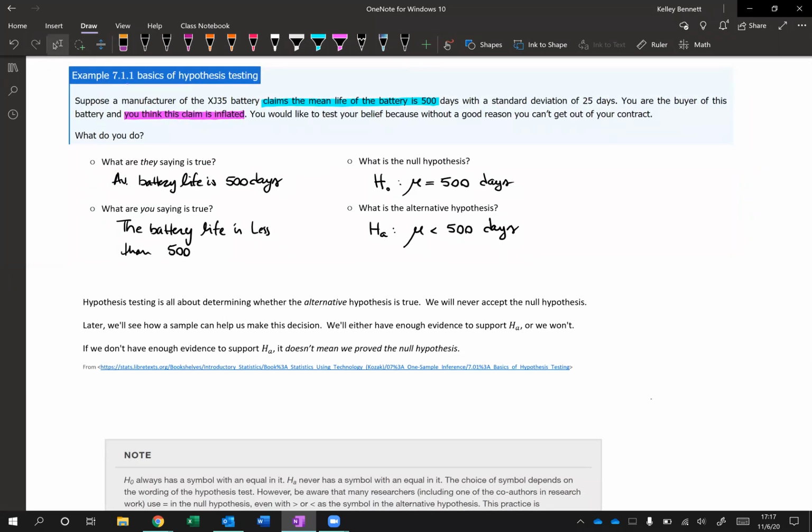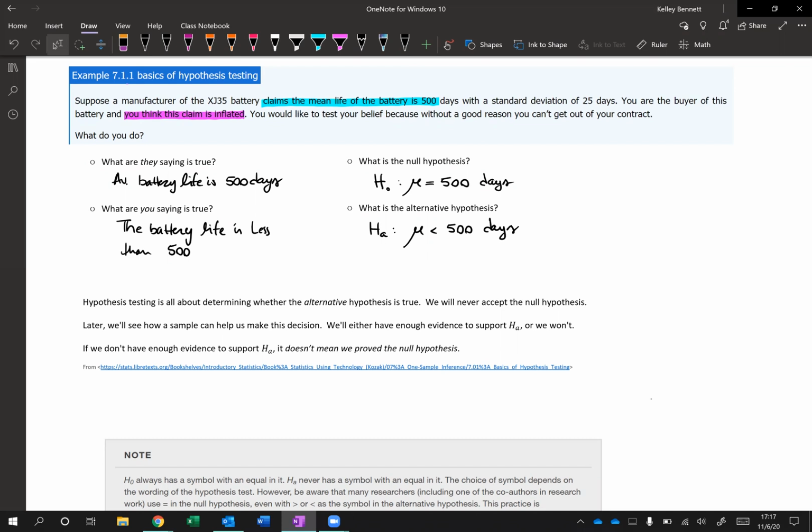So hypothesis testing is all about determining whether the alternative hypothesis is true. So we're never going to test whether the null hypothesis is true. We're always going to go for showing that the alternative is true. And so like I said earlier, we're going to use samples to determine whether or not we can be justified in calling someone a liar. I guess that's kind of a snarky way to put it, but that's essentially what we're doing.